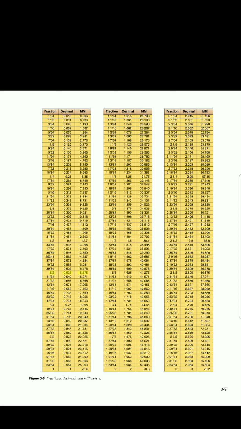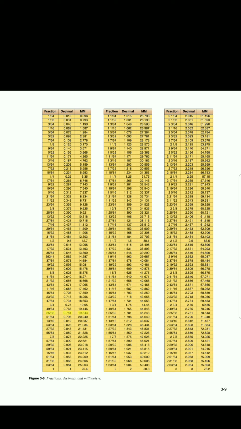5/8ths, 0.625, 15.875. 41/64ths, 0.640, 16.271. 21/32nds, 0.656, 16.668. 43/64ths, 0.671, 17.065. 11/16ths, 0.687, 17.462. 45/64ths, 0.703, 17.859. 23/32nds, 0.718, 18.256. 47/64ths, 0.734, 18.653. 3/4, 0.75, 19.05. 49/64ths, 0.765, 19.446.